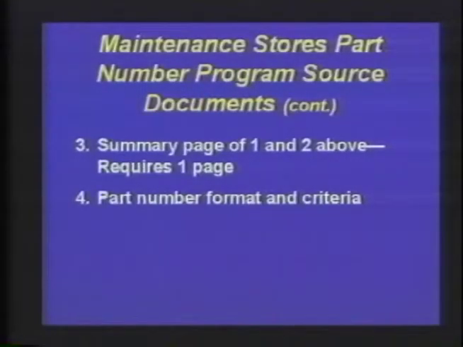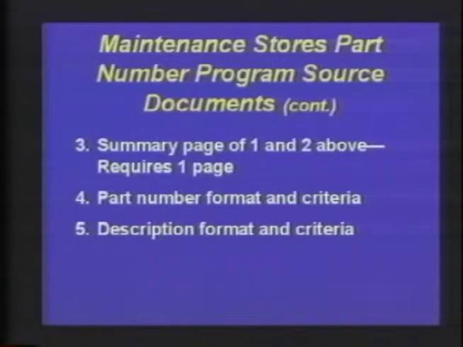The fourth document is the part number format and criteria. Now, I don't know how many pages you would need of this. It depends, number one, on how many commodity or family codes you're going to start off with, and how many second and third and fourth subclassifications that you're going to have. But the key here is to make certain that you have at least 20 characters set aside for the part number. And when we get to that document, I'll go into it in a little more detail, show you actually how it's used. The fifth document is the description format and criteria.